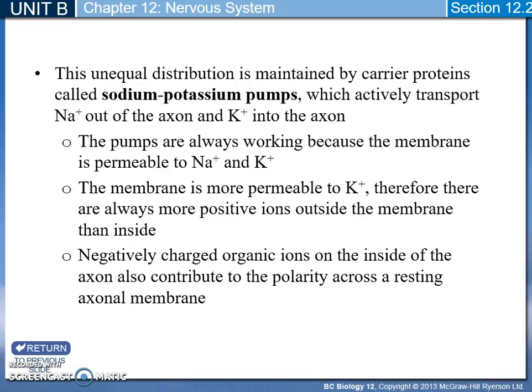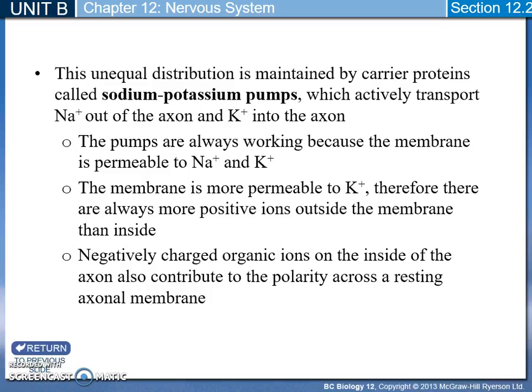So this unequal distribution is maintained by carrier proteins, referred to as the sodium-potassium pumps, which we've talked about before. And these actively transport sodium out of the axon and potassium into the axon. Now, the pumps are always working because the membrane is permeable to sodium and potassium. So the membrane is more permeable to potassium, and therefore there's always more positive ions outside the membrane than inside.